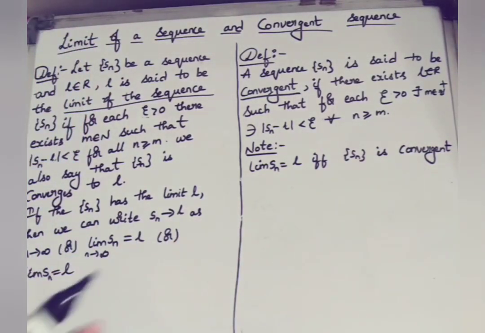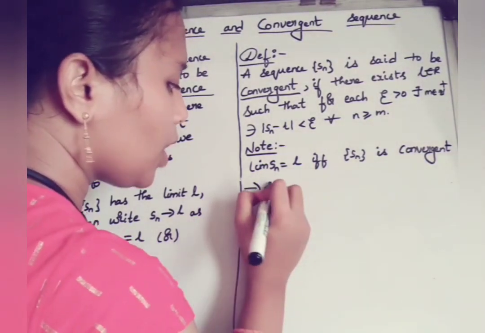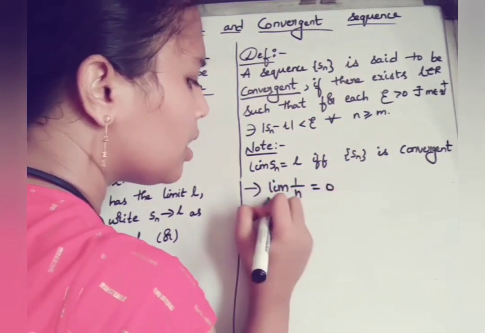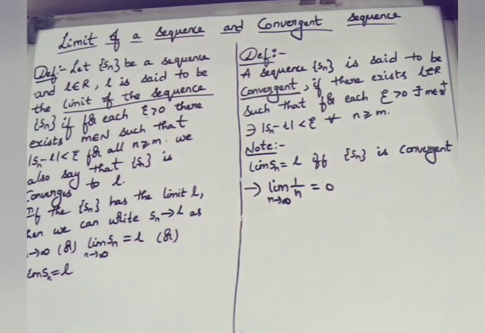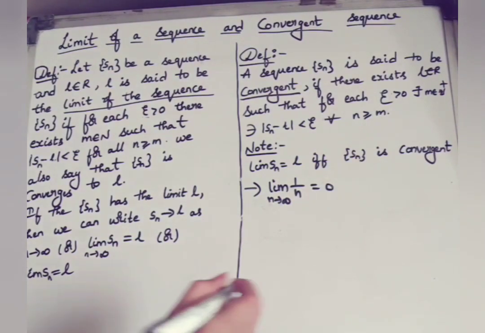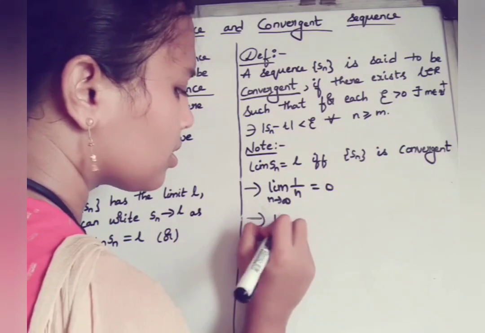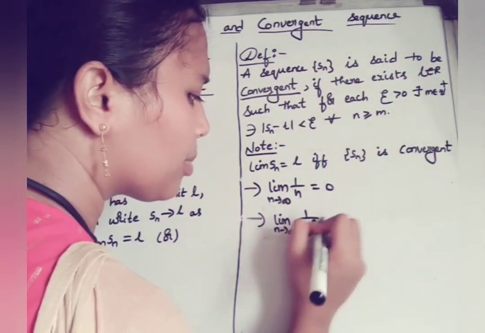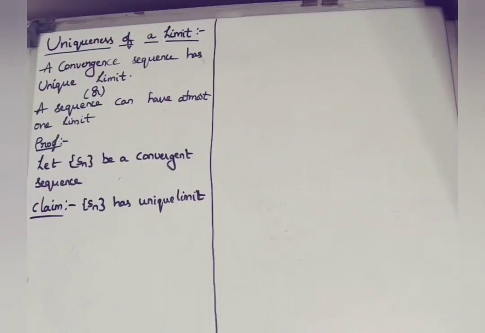Okay? Next, also we know that limit as n tends to infinity of 1 by n is equal to 0. Limit of 1 by n has value 0. Similarly, limit as n tends to infinity of 1 by n power p is equal to 0.